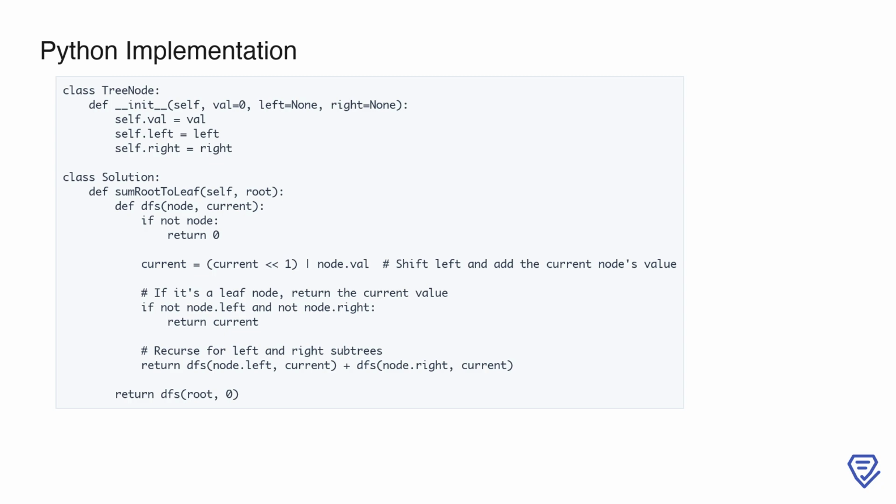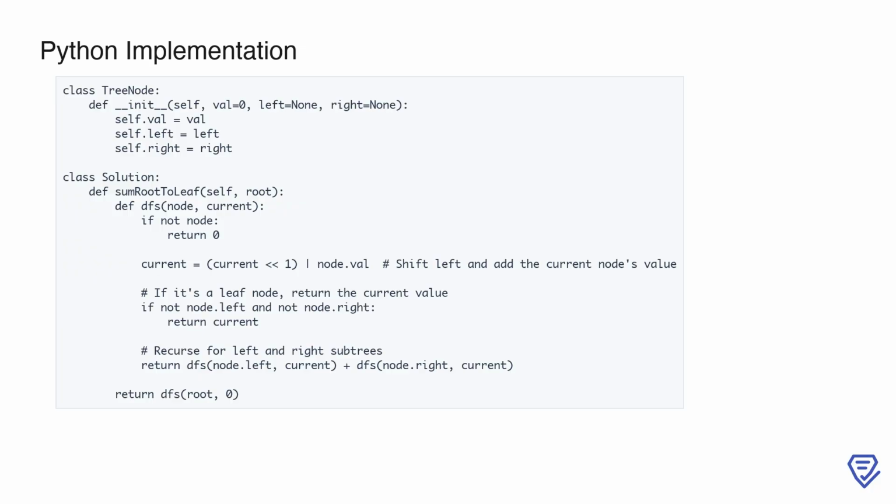For each node, the function first checks if the node is None. If it is, it returns 0, as there is no contribution to the sum from a non-existent node. Next, the function calculates the updated binary value for the current path by shifting the current value 1 bit to the left, using current << 1, and adding the node's value, using bitwise OR.